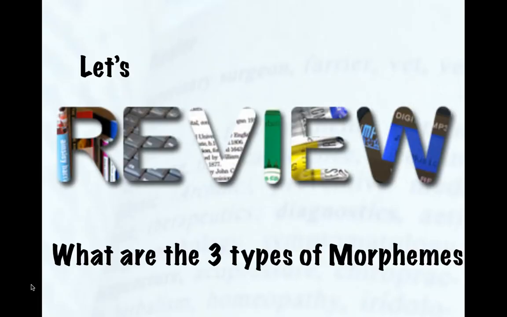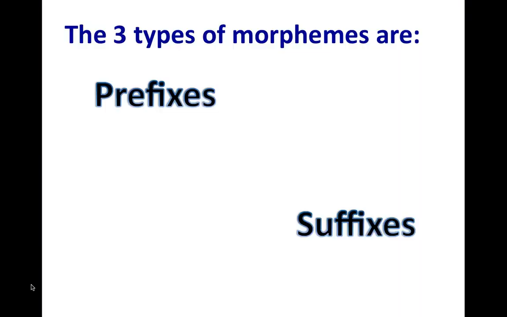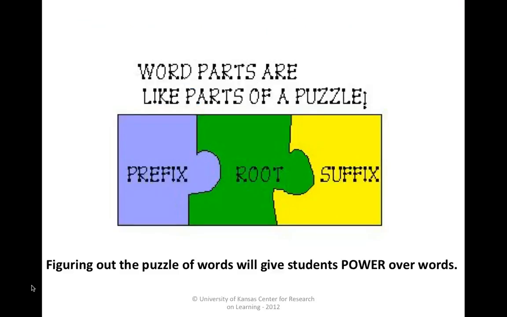So let's have a quick review. What are the three types of morphemes? They are prefixes, suffixes, and roots. Helping students discover that the word parts called morphemes are like parts of a word puzzle is important. When we put the meanings of all of the pieces or morphemes together, we can conquer and figure out new words. In the next video, we will be learning the word mapping strategy, which provides a specific way to put knowledge of morphemes to use. Throughout the year, you will use the strategy with your students to figure out the meanings of new words as they also learn more and more prefixes, suffixes, and roots.